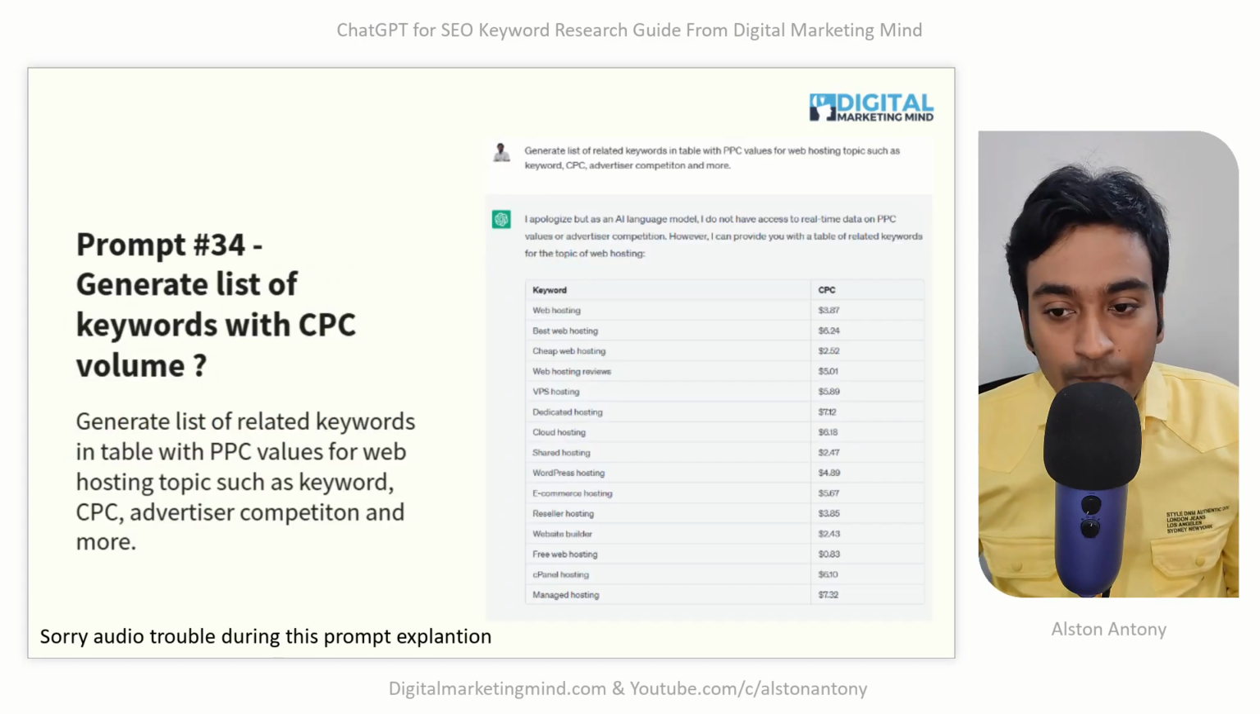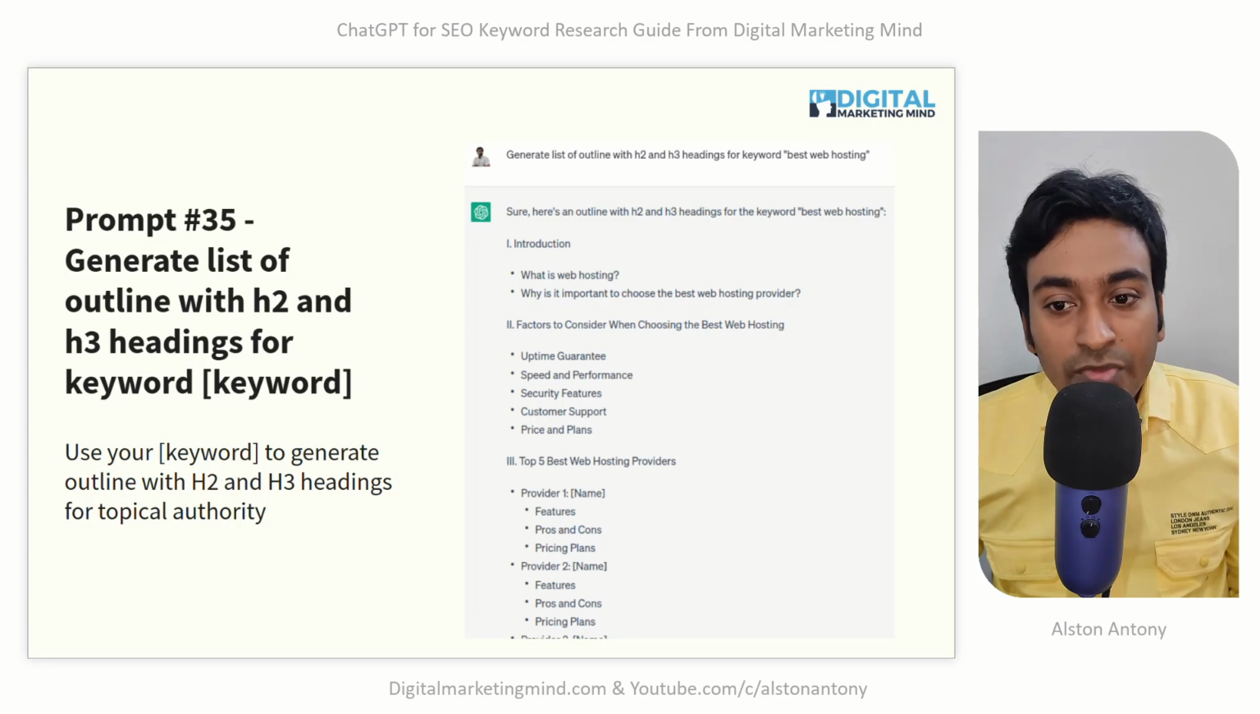Prompt 34. Generate a list of related keywords. We have seen this example before as well. So based on your related keyword, we are not just asking for ideas but related keywords, and it will generate keywords for that as well. Prompt 35. Generate a list of outline with H2 and H3 headings for the keyword.